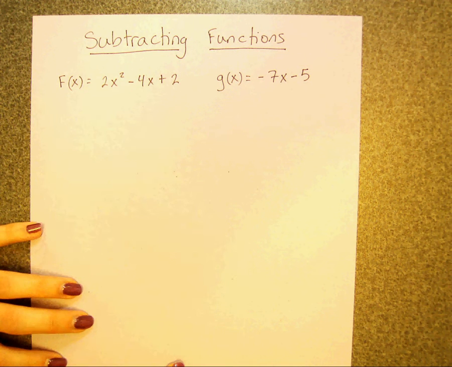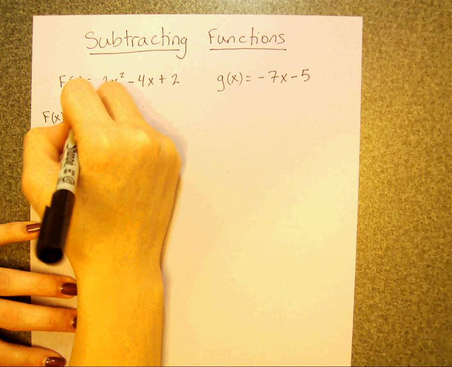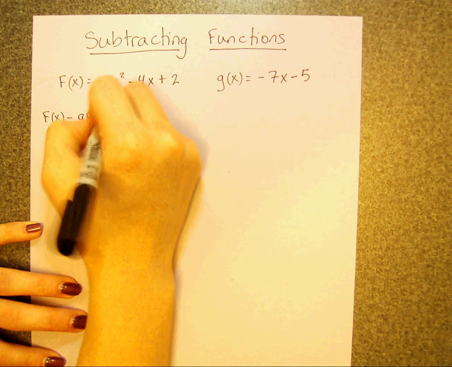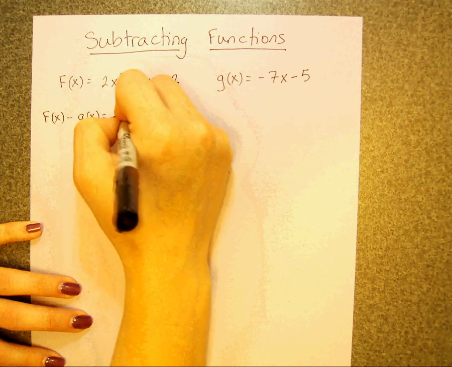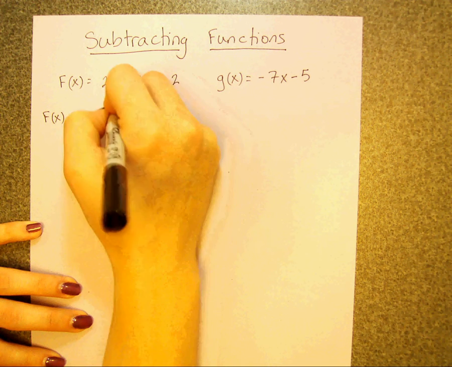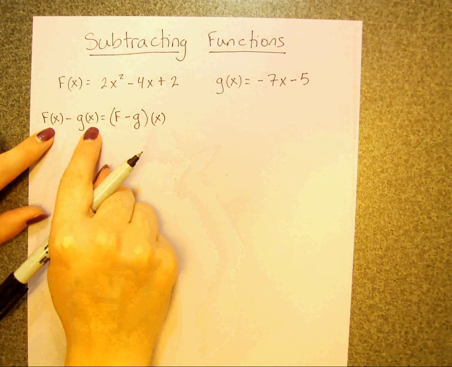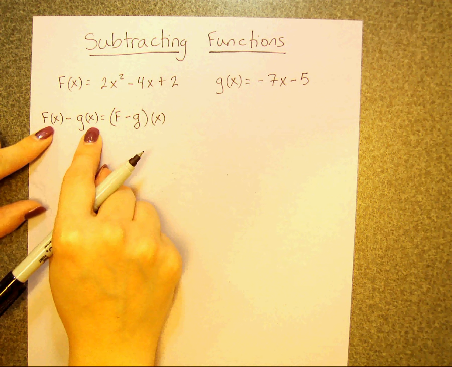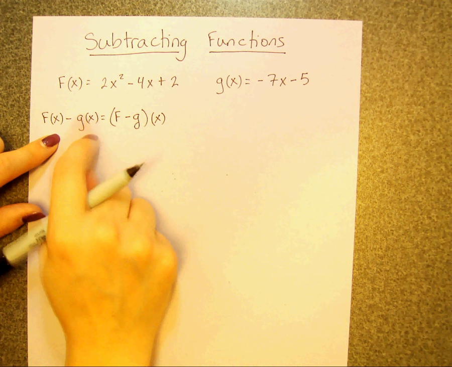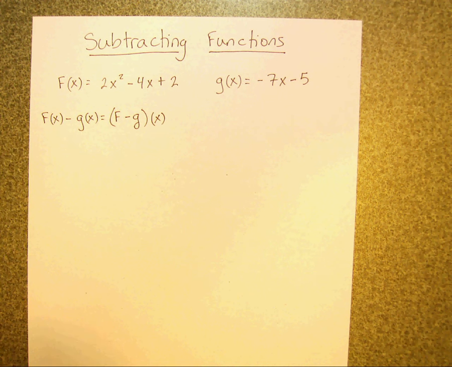Again, a little bit of notation. f of x minus g of x is the same as writing f minus g of x. Again, this x and these x's are just part of the function notation. I am not multiplying anything by x. I'm simply subtracting some like terms, right?